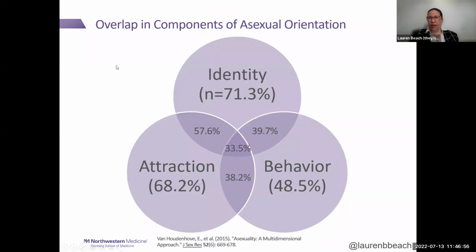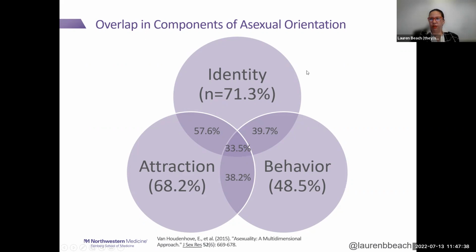So next, I wanted to share a breakdown. This was a study published in 2015, applying the multidimensional model of sexual orientation specifically to people who are asexual. What the study found is that within the sample of people who could be considered in the asexual community through AVEN, 71% said they identified as asexual, 68.2% said they did not experience sexual attraction, and 48.5% said they did not engage in sexual behavior. And then you can see the various intersections of these identity, attraction, and behavior here.